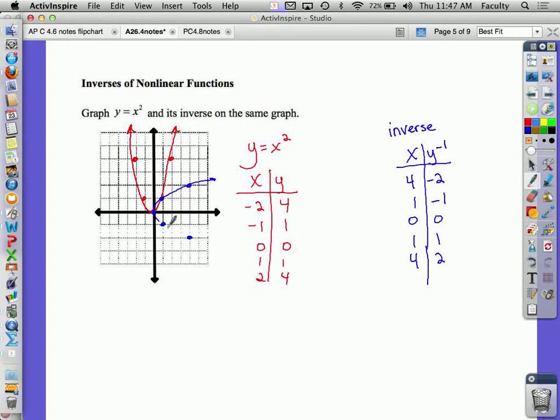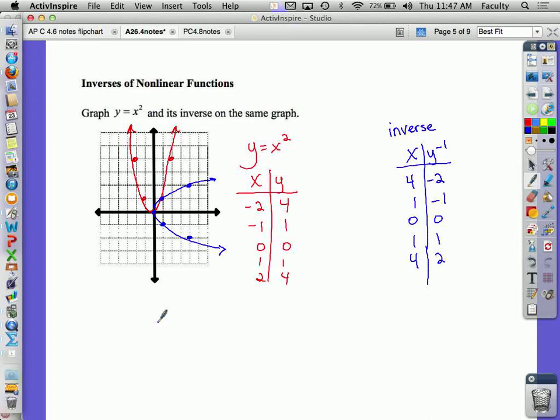So this is really interesting because this looks like a parabola on its side. Okay, so do you see how I came up with the inverse just by looking at my table? And I knew how to do y equals x squared. We're supposed to remember that.